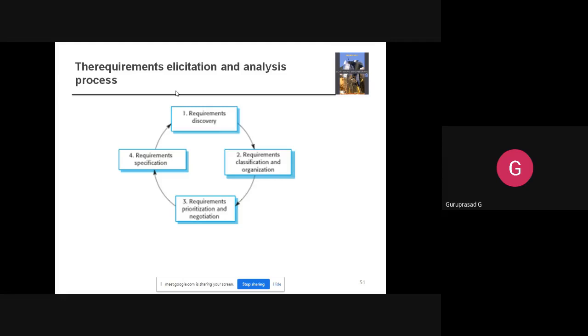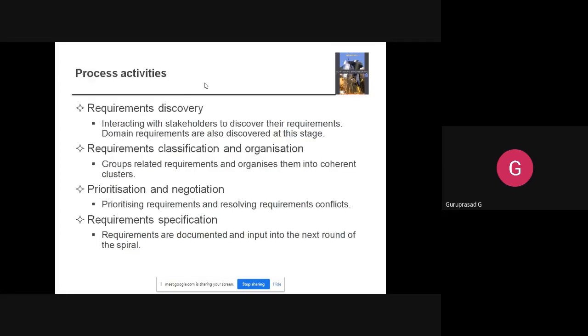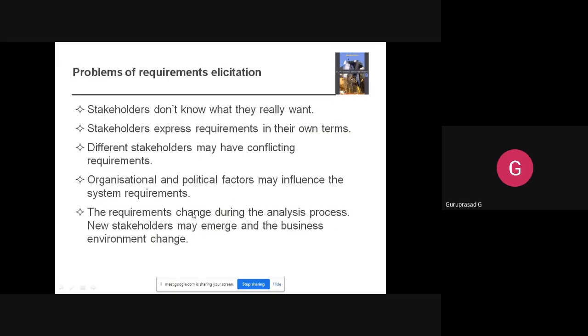But before that, one topic let me address. I already told you: requirement discovery, classification, prioritization, specification. Now one topic I will address, and after that I will stop. This is an important question to be addressed: understanding the requirements from the system stakeholders is a very difficult process. Why? Eliciting and understanding the requirements from stakeholders is a difficult task.